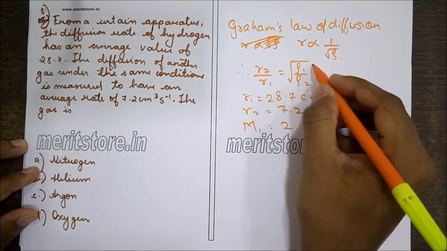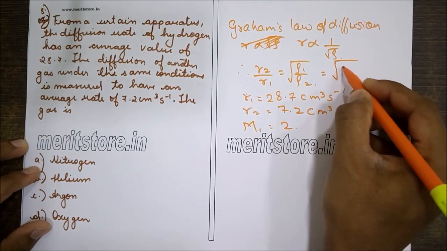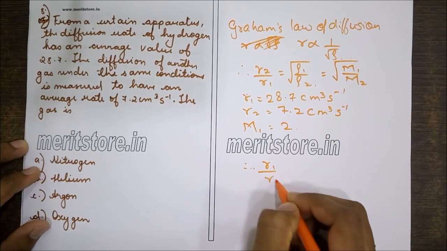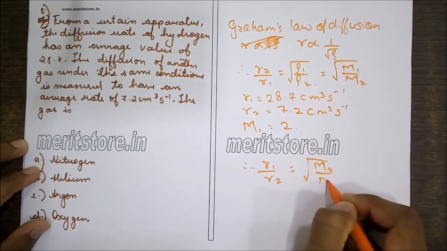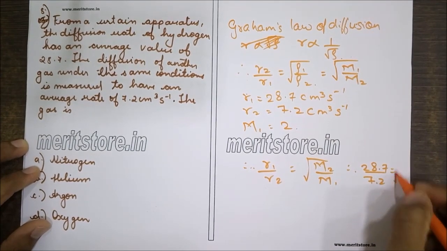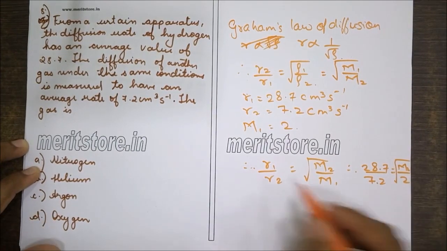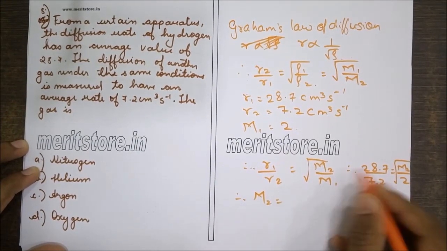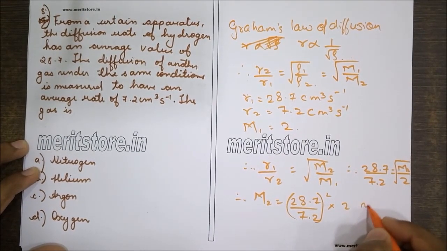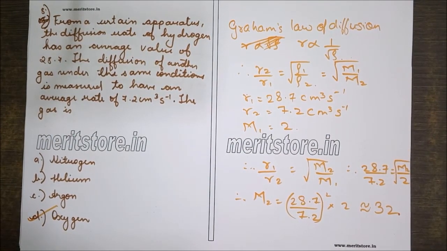Now substituting these values, by the way, this root of rho 1 upon rho 2, the densities can be specified in terms of molecular weights as m1 upon m2. So now in this, substituting the values, we get r1 upon r2 is equals to root of m2 upon m1. So 28.7 upon 7.2 is equals to root of m2, that is the mass of the unknown gas, upon 2, that is the molecular weight of hydrogen. So m2, by squaring it, we get 28.7 upon 7.2 squared times 2. So this value approximately comes around 32, and as we know 32 is the molecular weight of oxygen, so therefore the gas should be oxygen.